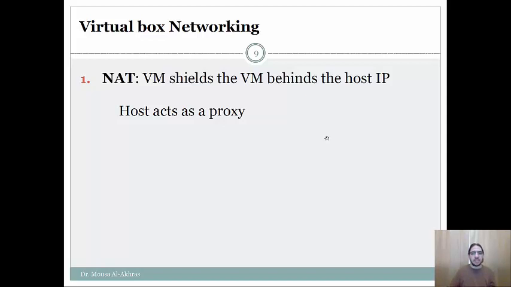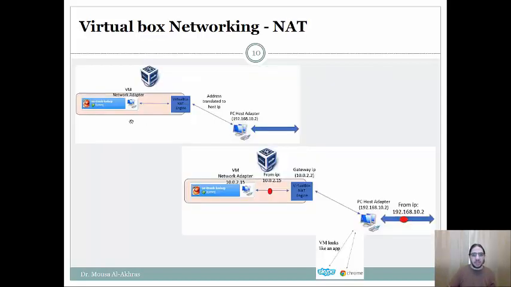NAT is the first networking mode. In this scenario, VirtualBox shields the virtual machine behind the host IP address. The host will act as a proxy. So in this case, every request initiated by the guest will go to the outside world as if it was initiated by the host IP address.